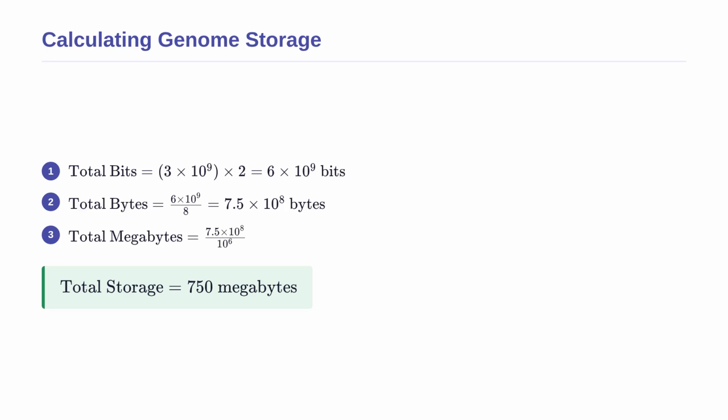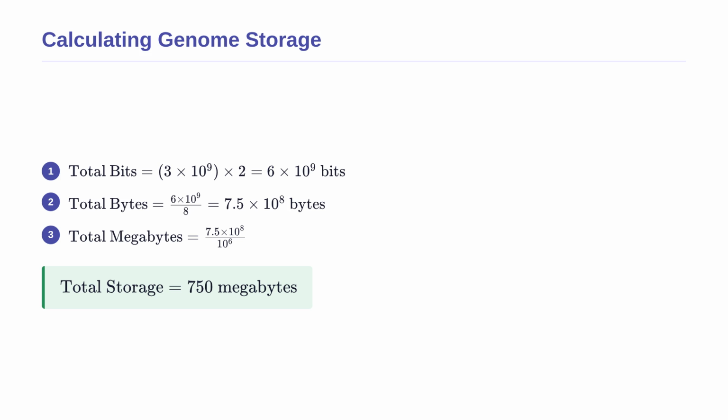Let us calculate exactly how much space one genome takes up. We start by finding the total bits. We multiply the 3 billion base pairs by the 2 bits required per letter, giving us 6 billion bits. Next, we convert this massive number into bytes by dividing by 8, which gives us 750 million bytes. Finally, to make this number recognizable, we divide by 1 million to convert it into megabytes. The final answer is exactly 750 megabytes.